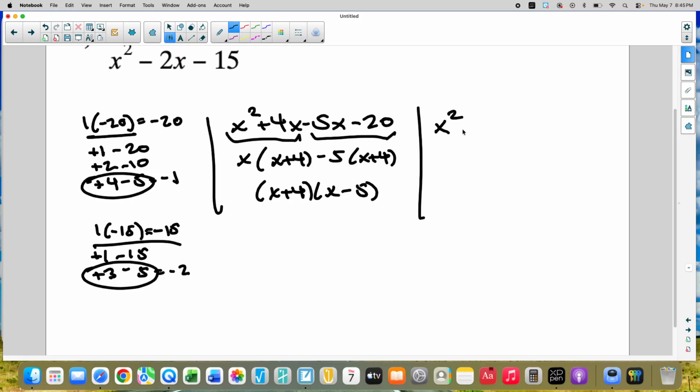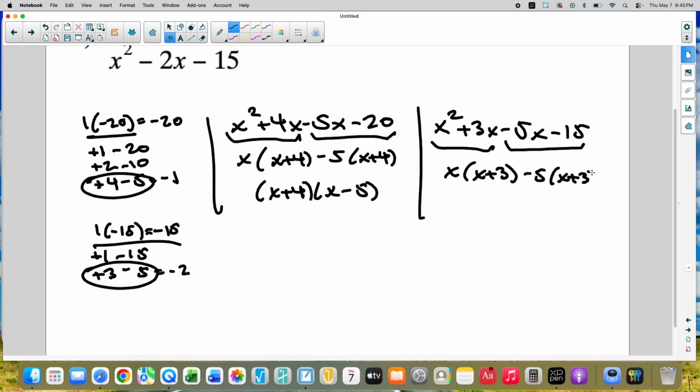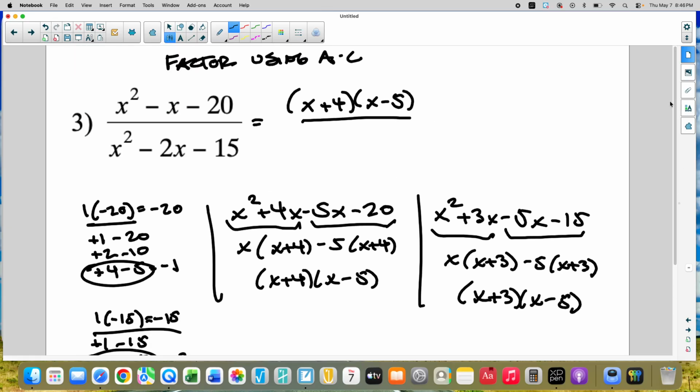So you get x squared plus 3x minus 5x minus 15. We're going to factor out an x, giving us x plus 3. We're going to factor out a -5 again, giving us x plus 3. And if we want to check, -5 times x is -5x. -5 times 3 is -15. And these are the same, so I know I did it correctly. X minus 5. And this factors to x plus 3, x minus 5.